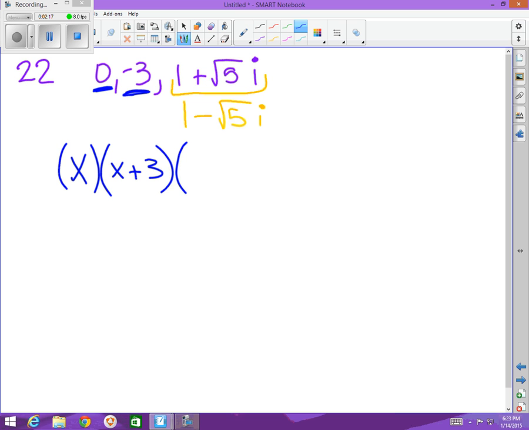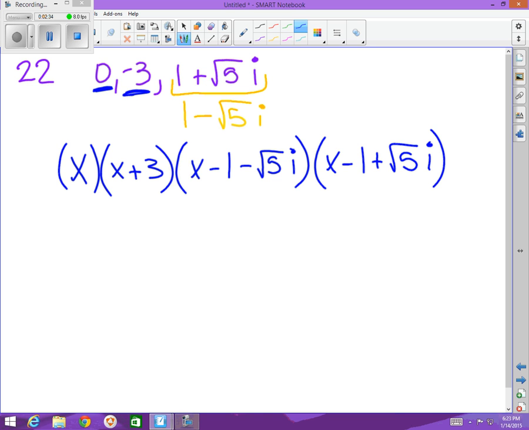Since 1 plus the square root of 5i is a root, x minus 1 minus the square root of 5i is a factor. And since 1 minus the square root of 5i is the other one, it's x minus 1 plus the square root of 5i. And they're both minus 1 because you take the opposite of the whole thing, and if you take the opposite of this whole thing, it becomes minus 1 minus the square root of 5i, and then take the opposite of this one, it's minus 1 plus the square root of 5i. Just know that these have to occur in pairs. So then if it said just to write the polynomial function, you could be done with it right there.